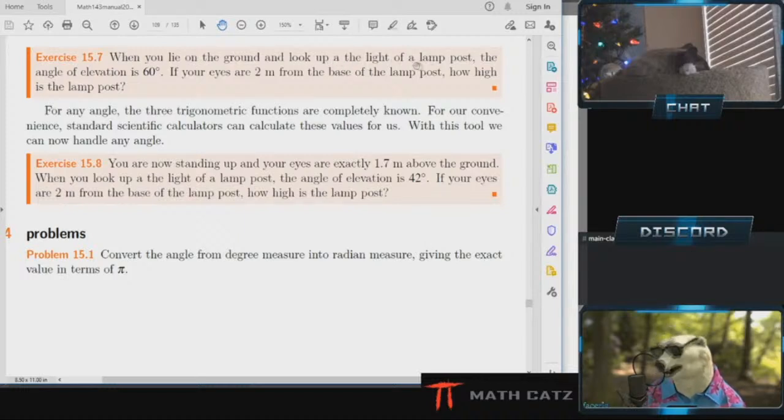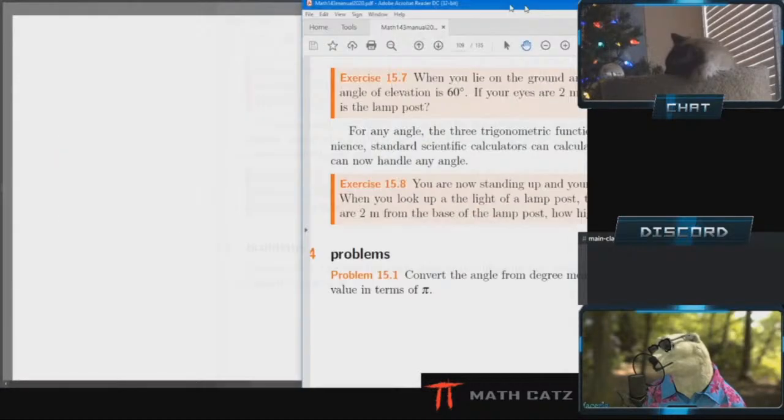When you lie on the ground and look up at the light of a lamppost, the angle of elevation is 60 degrees. If your eyes are 2 meters from the base of the lamppost, how high is the lamppost? Let's see. So you're standing pretty close. Fair enough. You can stand wherever you want.